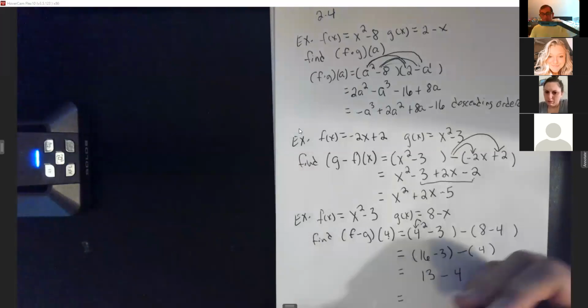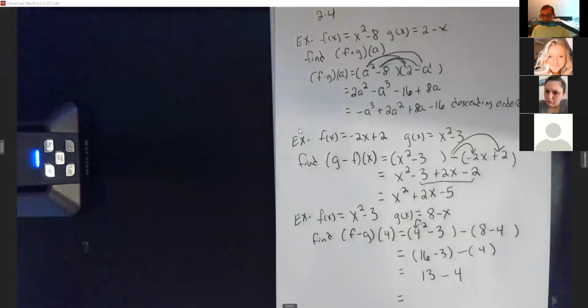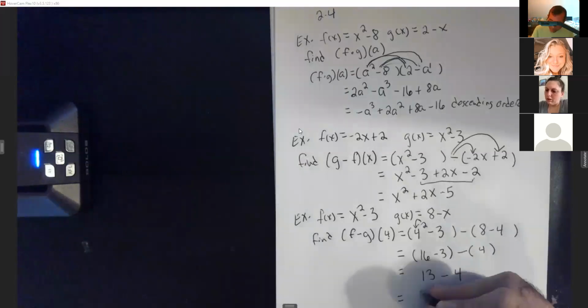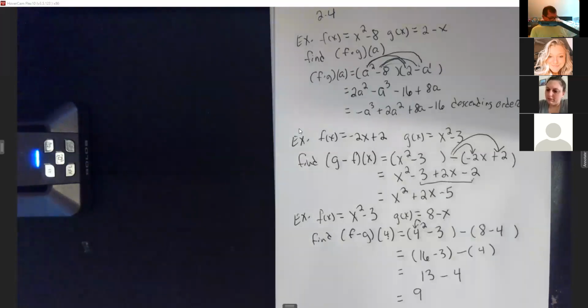All right, so we've done everything in both the parentheses. Last step is actually subtract. 13 minus 4. Oh, what's that going to give us? About a 9.